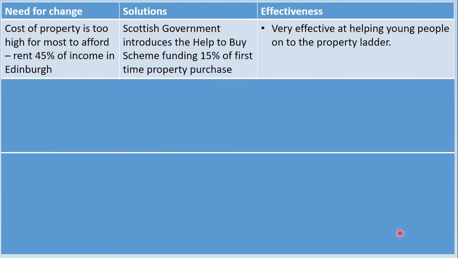The next big area of change is that the cost of property in Edinburgh is too high. Some areas it's at 45% of your income. The Help to Buy scheme is a great piece of case study knowledge as a solution, and it's effective at helping young people onto the property ladder.